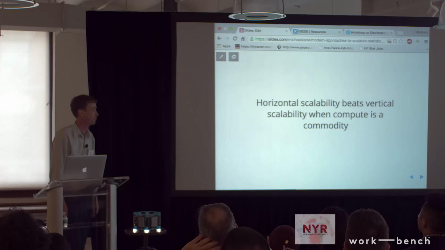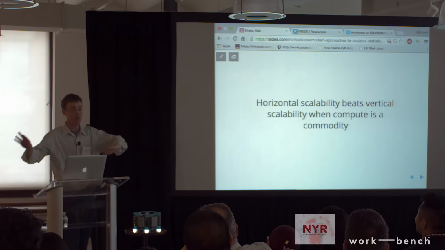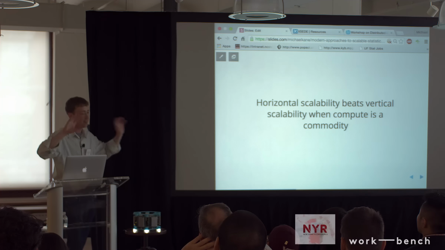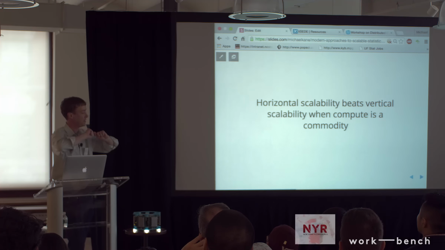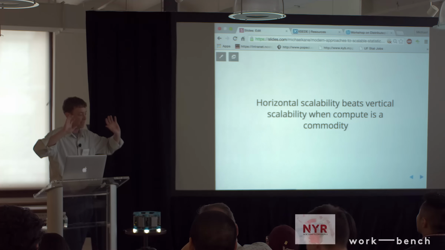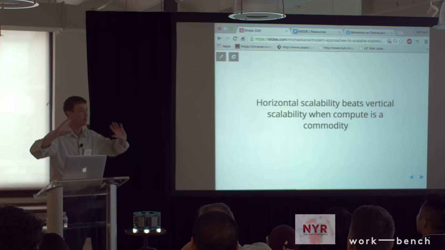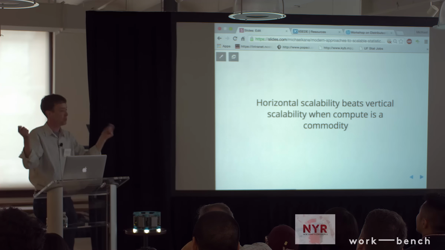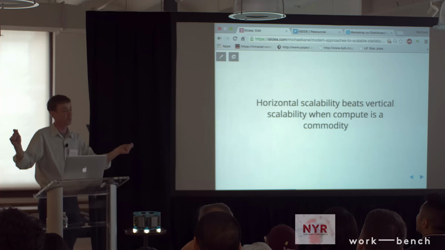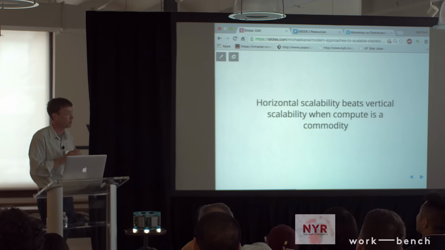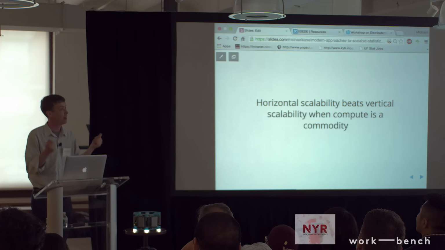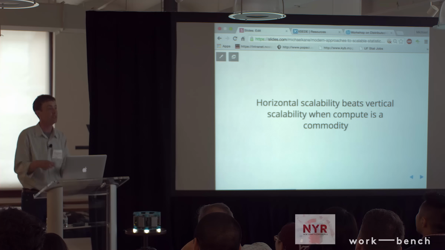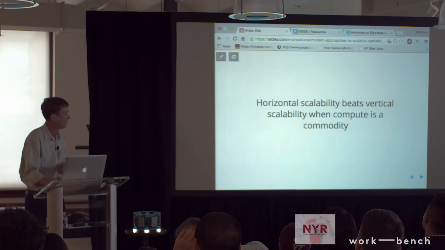Horizontal scalability beats vertical scalability when compute is a commodity. By horizontal scalability, I mean if I can define a task and make it faster by spinning up a whole bunch of machines, by using more CPUs, that's a much quicker solution most of the time than going to Amazon and buying a book on OpenCL and trying to figure out how to get a GPU to run things more quickly.